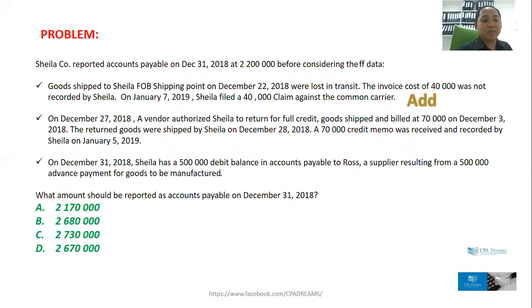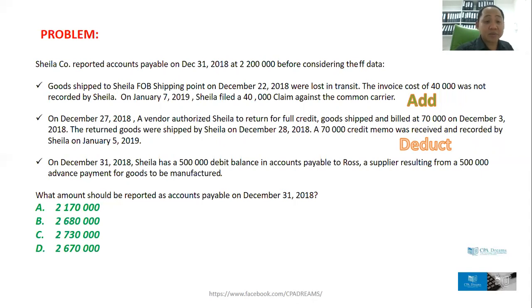Second bullet point, on December 27, 2018, the vendor authorized Sheila to return for full credit goods shipped and billed at 70,000 on December 3, 2018. The returned goods were shipped by Sheila on December 28. So a 70,000 credit memo was received and recorded by Sheila on January 5, 2019. The recording should actually fall on December, not on January. So that is deduct.